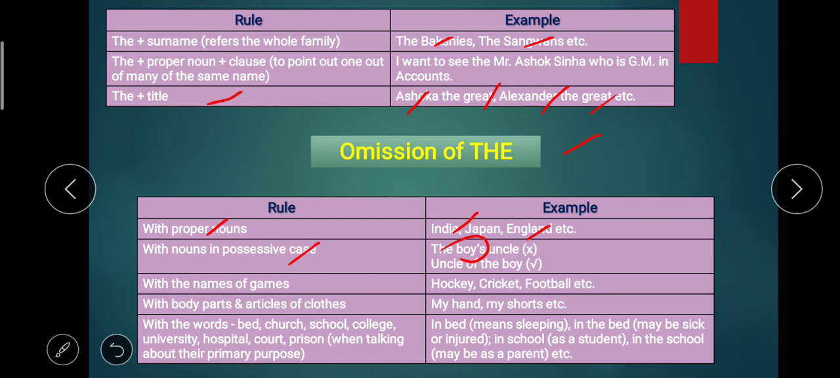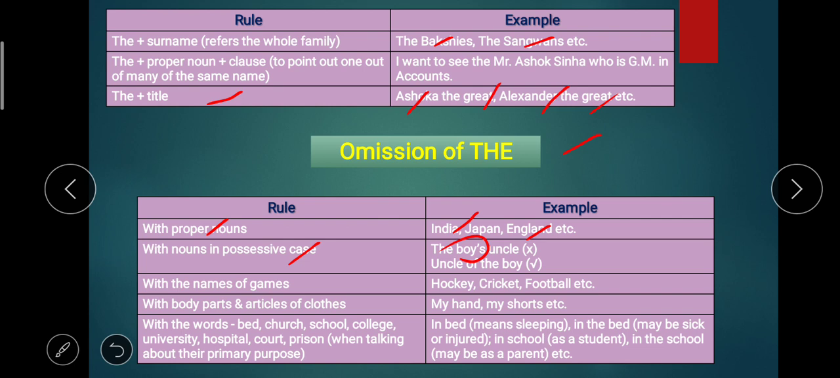Coming to the next, it is with words like bed, church, school, college, university, hospital, court, prison. These are nouns which have a primary as well as a secondary purpose. When these nouns are used for the primary purpose, we don't use "the" with them. But if we are talking about their secondary purpose, then we have to use "the" before them. So whether these nouns have "the" before them or not is the sign whether we are talking about the primary purpose or the secondary purpose.